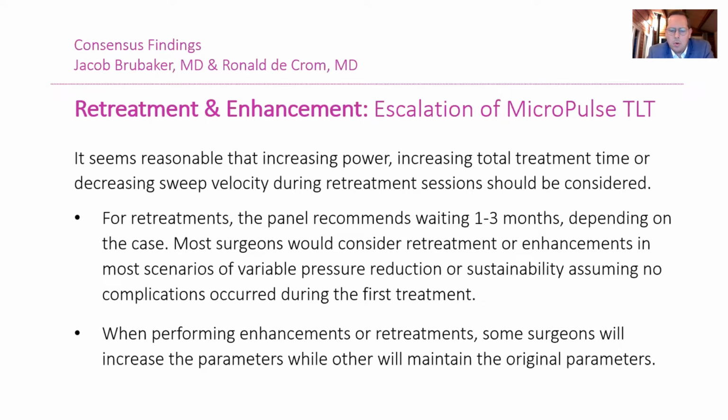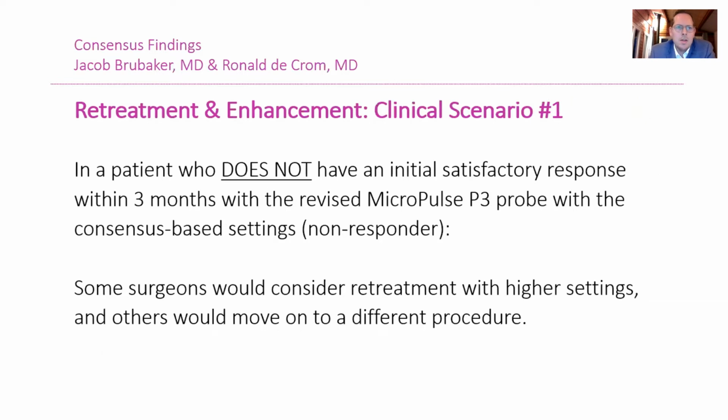To make it a little bit more clinical, I want to discuss some clinical scenarios. When you treated a patient, and the patient does not have an initial satisfactory response within 3 months after the primary treatment, some of us would consider doing a retreatment in these patients. Then you can use higher settings. Others would move on to a different procedure. It depends a lot on the patient you want to treat. If you have a patient with a very high intraocular pressure, or patients with a higher rate of progression, you could move on to a different glaucoma procedure. Otherwise, you can certainly do a retreatment in this patient category.